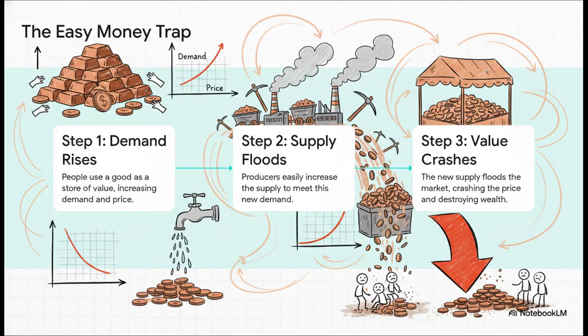And this leads to what the author calls the easy money trap. It's this vicious cycle. Here's how it works. First, people decide to use something, let's say copper, to store their wealth. Demand goes up, so the price goes up. But because copper is pretty easy to mine, producers see this and they ramp up production like crazy to cash in. And what happens next? This huge flood of new copper hits the market, the price totally crashes, and everyone who is trying to save in copper gets completely wiped out. The book's point is that anything whose supply can be easily increased is doomed to fall into this trap.